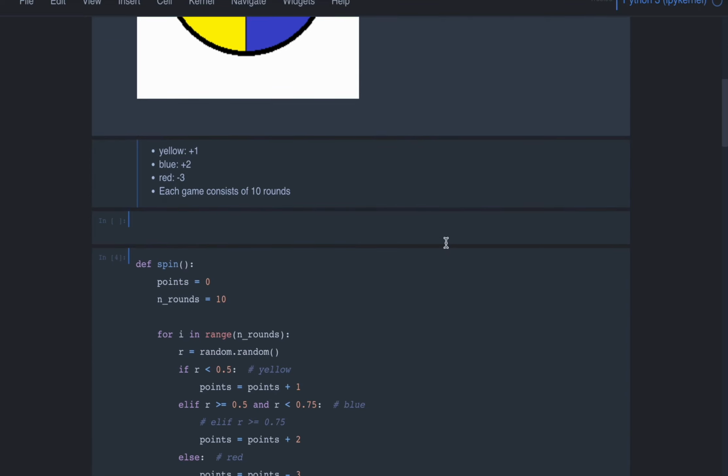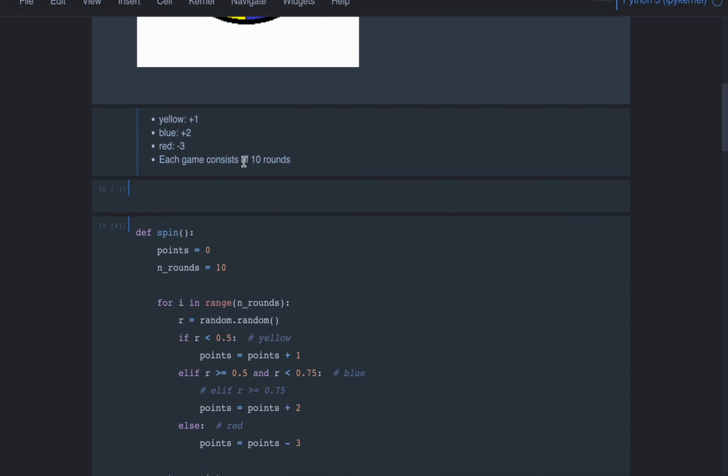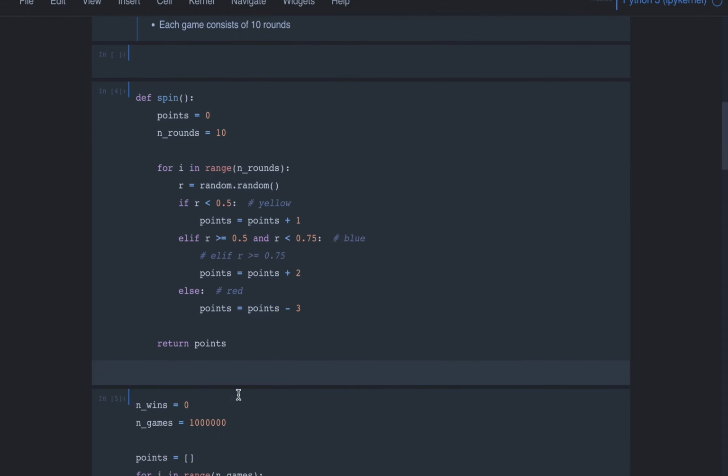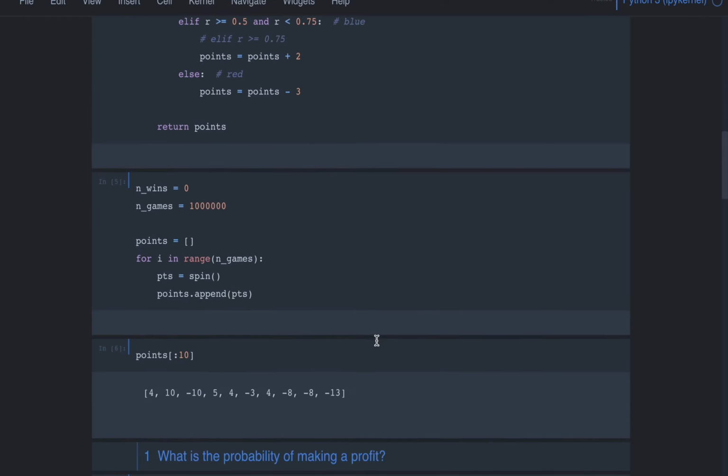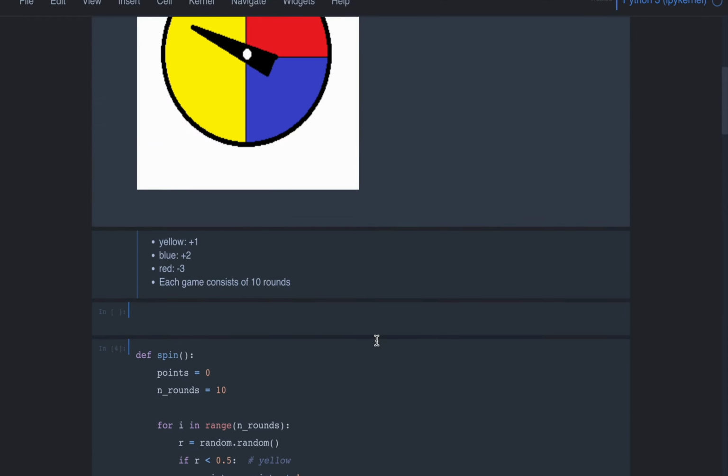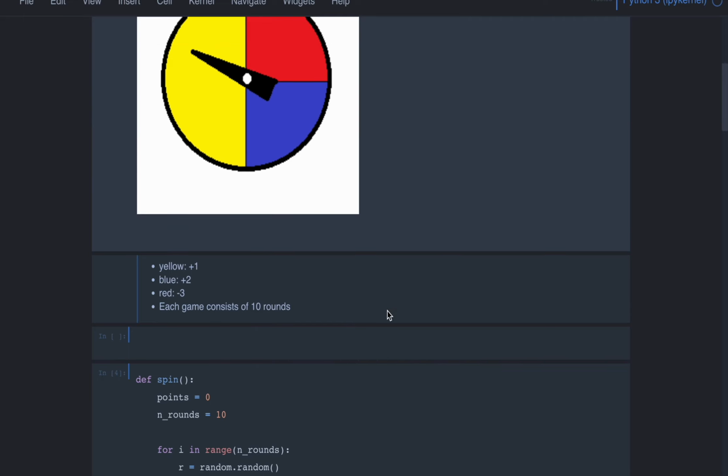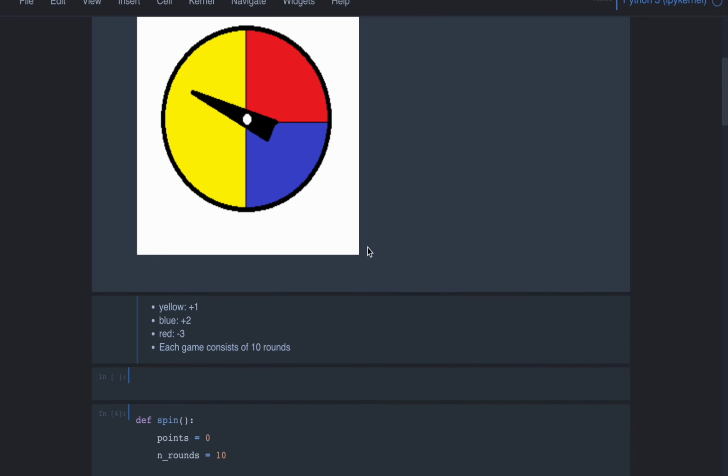Okay. Now, let's say each game consists of 10 rounds. So which means if you are playing one game, that means you are actually playing 10 rounds. Okay. So we will simulate this game for 1 million times, and we will ask a number of probability related questions. Now, by now you are already familiar with Monte Carlo simulations, etc. Here, the important thing is, how do we frame this problem? I mean, how do we translate this game into this random numbers sampling thing, right?